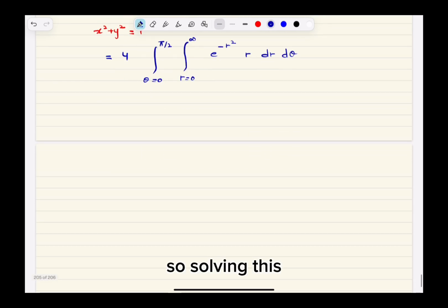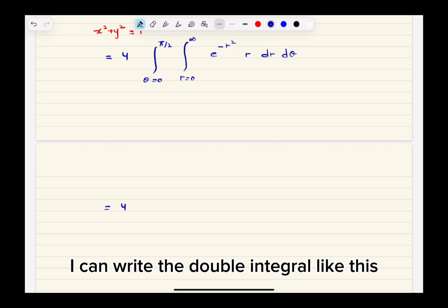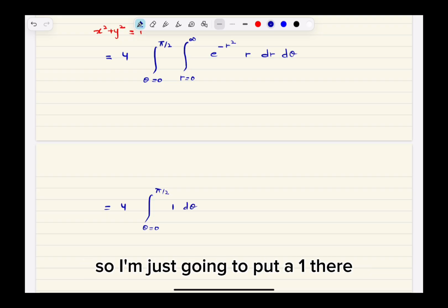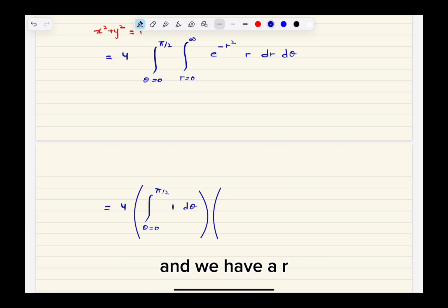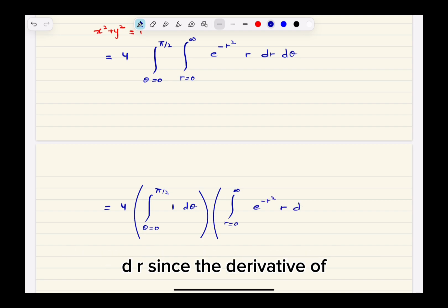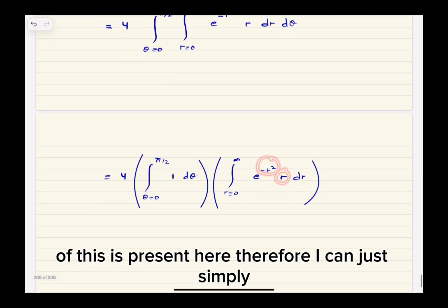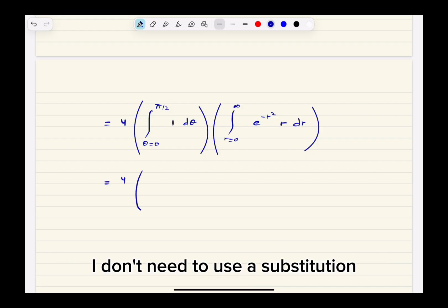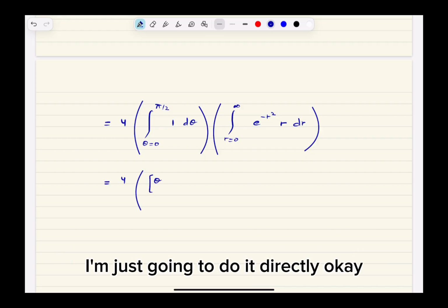So solving this, I can write the double integral like this. Theta goes from 0 to pi by 2 d theta. We don't have a theta here, so I'm just going to put a 1 there. And we have r that goes from 0 to infinity of e to the minus r square r dr. Since the derivative of this is present here, I don't need to use substitution. I'm just going to do it directly.